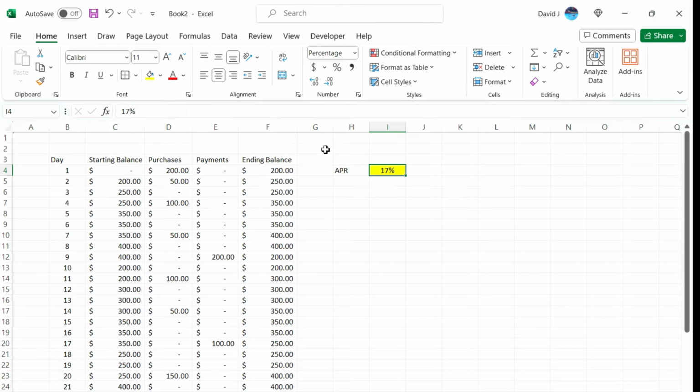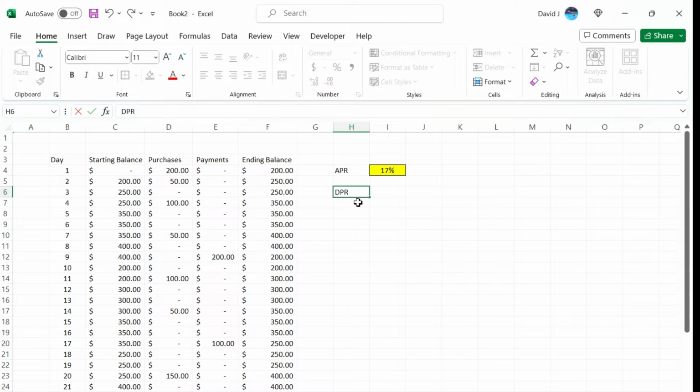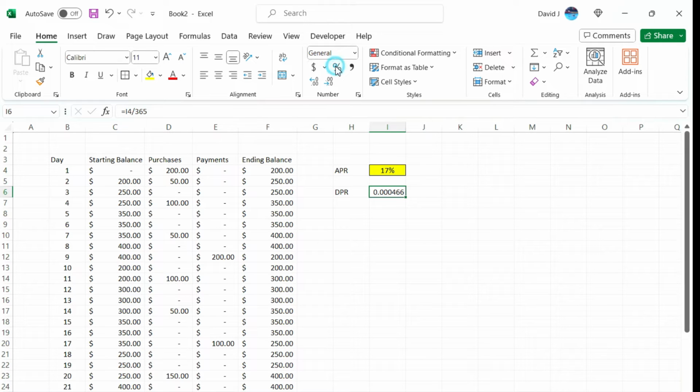Now, although that's the annual stated rate, credit card companies normally charge interest on a daily basis, and so we need to calculate the daily periodic rate, which I'll abbreviate as DPR. And this is a simple calculation. All we need to do is take the APR, divide it by 365 days, and let's convert this into a percentage format so it's a bit easier to read. And so as you can see, that's the rate that'll be charged on a daily basis.